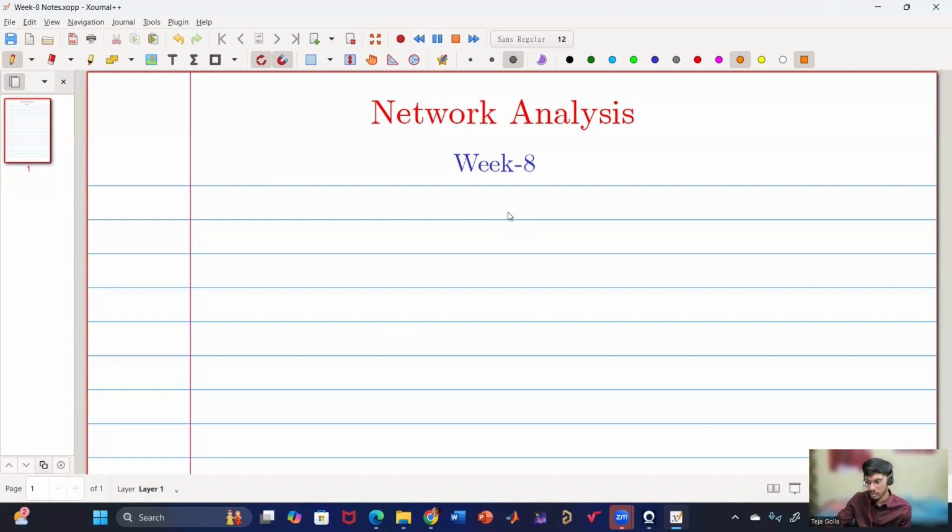Okay, so we'll quickly go through the concept. It is simple only, but the terminology is important: what is a graph, what is a node, what is a tree, what is a twig, what is a link, what is a cotree. All these we'll cover so that you'll be thorough with the nomenclature. So why do we need graph theory?